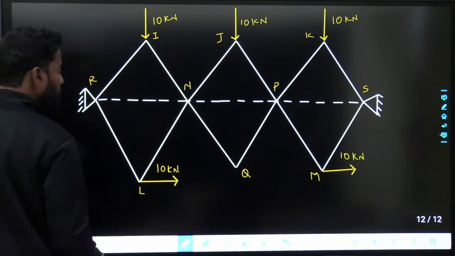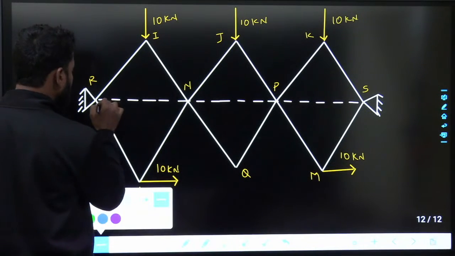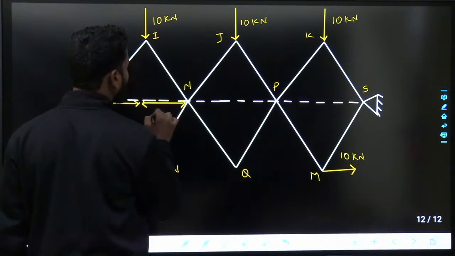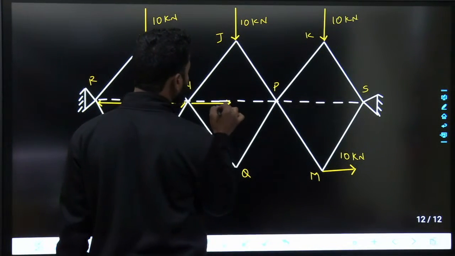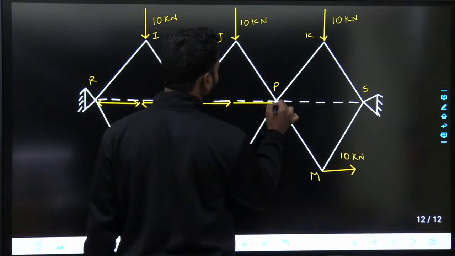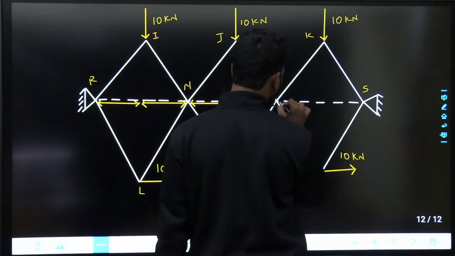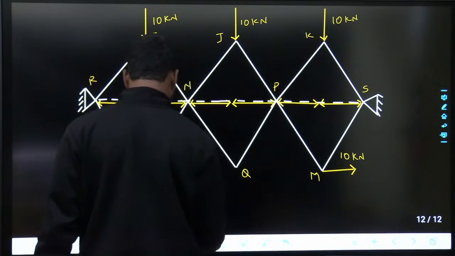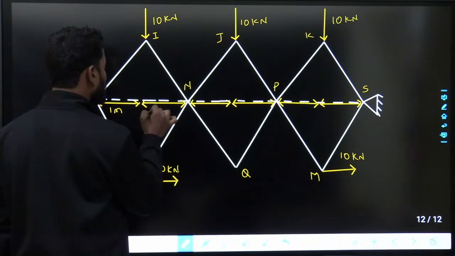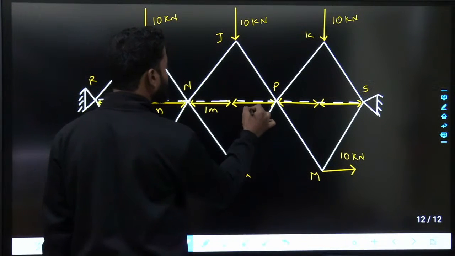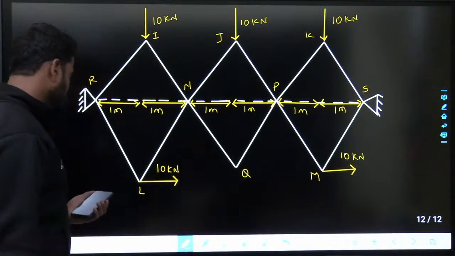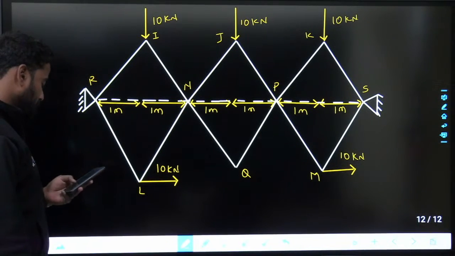The distances are given something like this. This is 1. This is also 1. This is 1. This is also 1. This is 1. This is also 1. 1 meter each. Fine. Now what he is asking to find out.